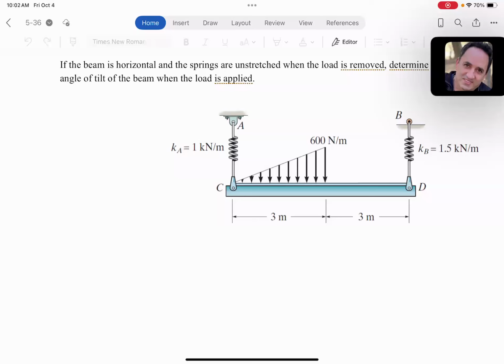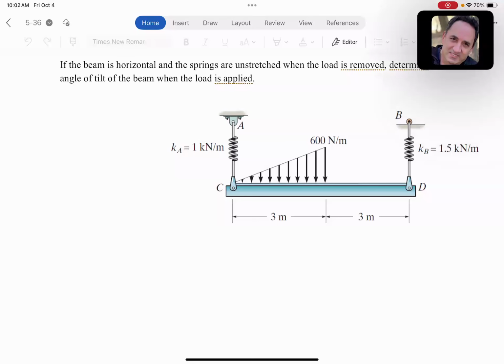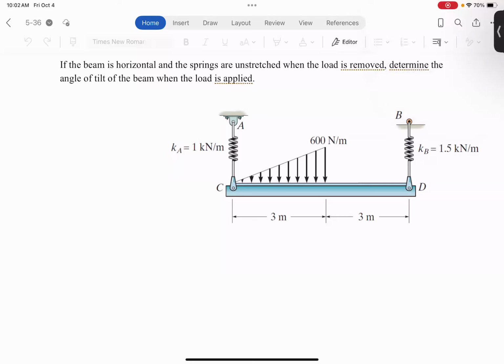Hello, everybody. I'm back with another problem related to the subject of statics and topic of rigid body equilibrium. And it's a two-dimensional problem. So this is a very straightforward problem I want to show you.